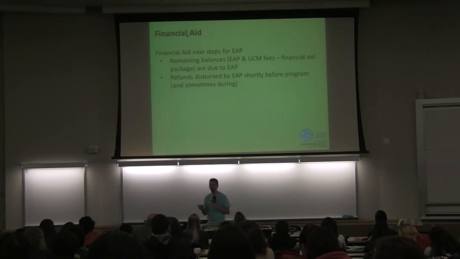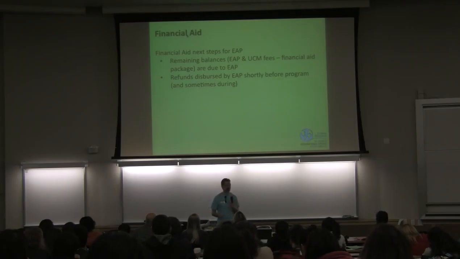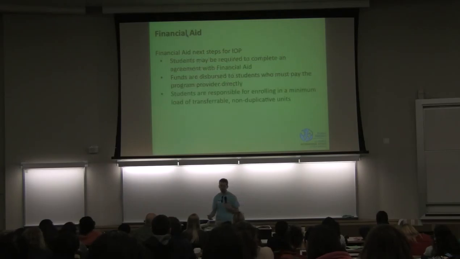If the amount that you receive in financial aid is greater than what shows up in terms of what you pay for UC-EAP fees, you will actually be receiving a refund. But that refund is only dispersed shortly before your program begins because that's all they can do by law. Again, this will be covered a little bit more in depth as you meet with your financial aid advisor, but these are the very basics.